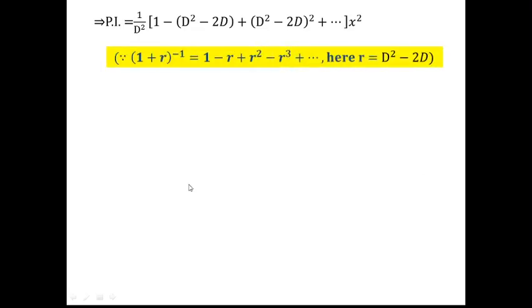What is (1 plus r) raised to minus 1? It is 1 minus r plus r square. Here r is d square minus 2d. Again, how many terms should we write in the expansion till we get d square?